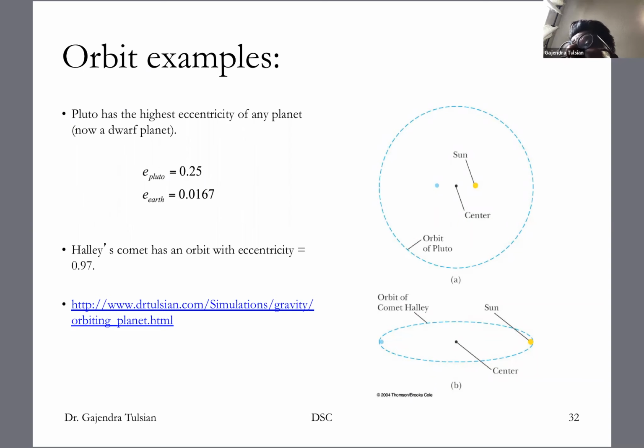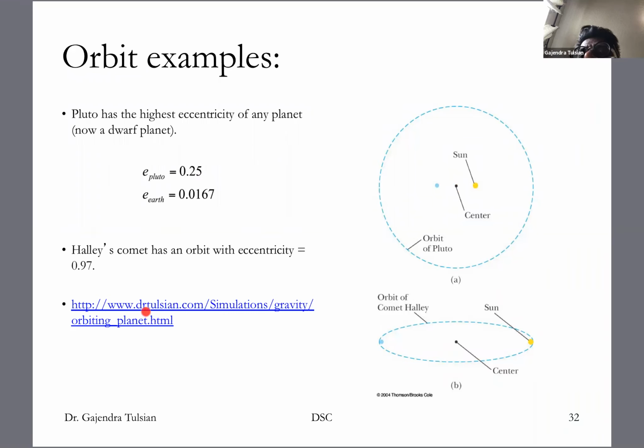Okay, so here's the orbit of Pluto, and Pluto's orbit is the most eccentric amongst all the planetary orbits, even though Pluto is a dwarf planet now. And it's not very different from a circle. So, see, there's the center of the ellipse, there are the two focal points, there's the sun, and this is Pluto's orbit, and the eccentricity of Pluto's orbit is 0.25. The eccentricity of Earth's orbit is about 0.04.